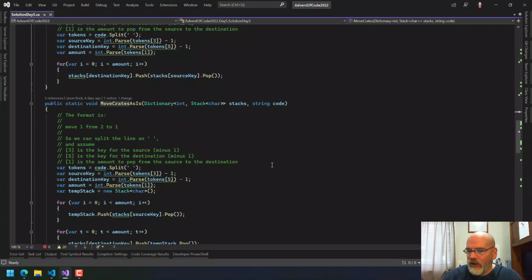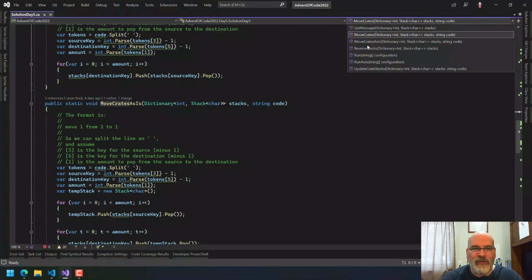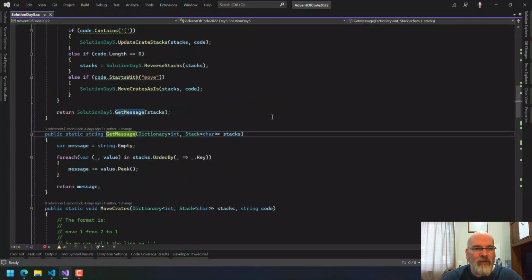This wasn't too hard, but I have in my notes here that for move crates as is, I was doing the last for loop on the count of the temp stack, and that wasn't correct. Reverse stacks, that was wrong. Get message, I had to order the pairs by key value. So if I go to get message here, I was doing something, order by the key value.